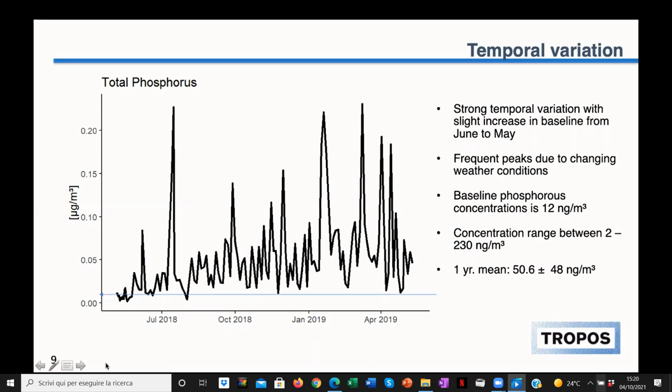What we observed was that the baseline of phosphorus was around 12 nanograms per cubic meter. However, the concentration ranges were quite interesting. The range was between 2 and 230 nanograms per cubic meter, which is quite interesting for phosphorus, especially in this region. The yearly mean was around 50.6 nanograms per cubic meter. And if we compare it to data published in the Atlantic for Saharan dust, it is about a factor of 10 higher than the data available during some ship cruises in the Atlantic.